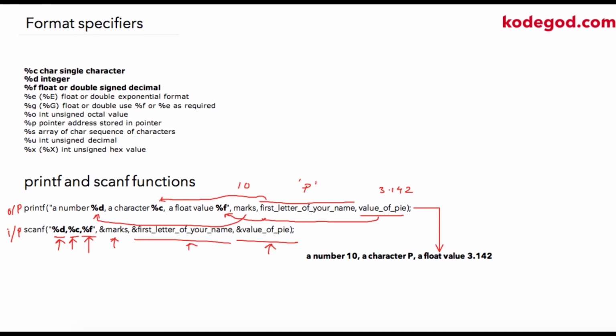My first integer variable will be stored at marks. My second parameter is a character variable, which will be stored into this variable, first letter of your name, and %f, which is a float variable, will be stored inside the value of pi.